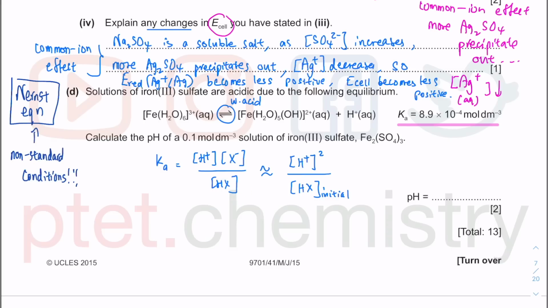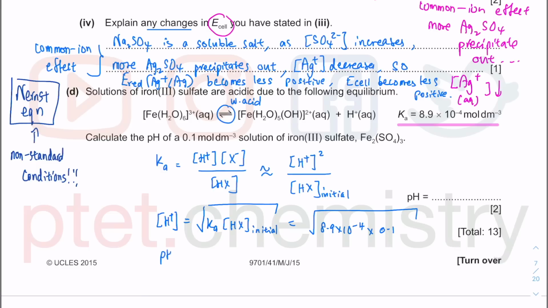So I can work out H plus is going to be the square root of Ka multiplied by HX initial there. So subbing in the value, 8.9 times 10 to the minus 4 times the initial concentration, which is 0.1 mole per dm cube. Don't forget to square root your final answer. So when I square root my final answer, I get 9.43398 times 10 to the minus 3.